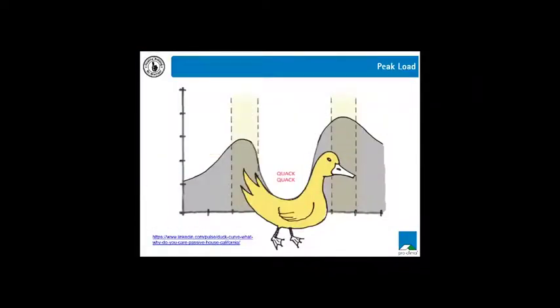Lastly, I want to talk about peak load. There's an excellent article online on LinkedIn from Passive House California about this, but basically the duck curve, which is the heat of the day in the afternoon, where you create a big peak load spike in the afternoon, and in the morning when everyone wakes up, you end up with these two potential peak load spikes.